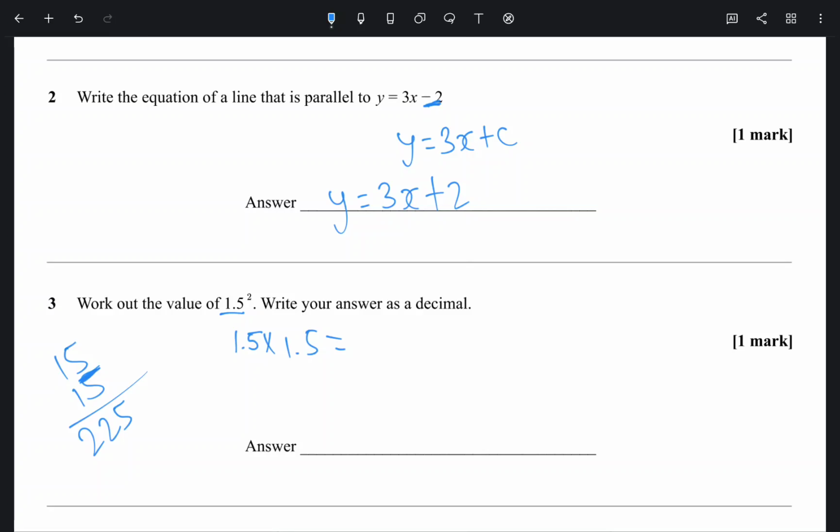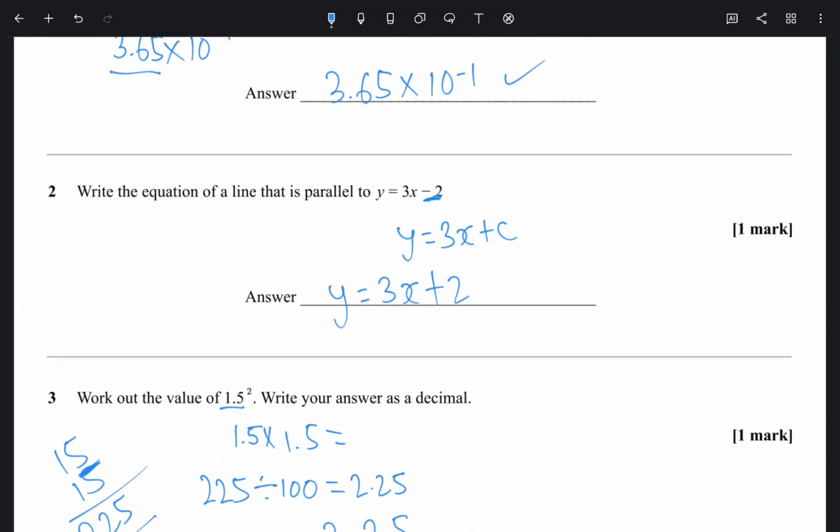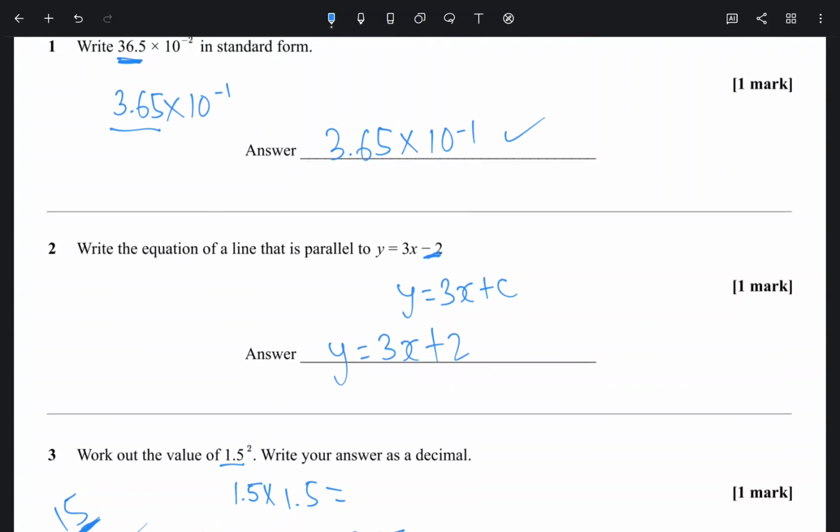Now, if it's 225 and we've got 1.5 times 1.5, all I do to this answer is divide it. 225 divided by 100. And remember, it goes back 2 decimal spaces. So your answer would be 2.25. So your final answer, 2.25. So again, this is something that could come up in the exam.